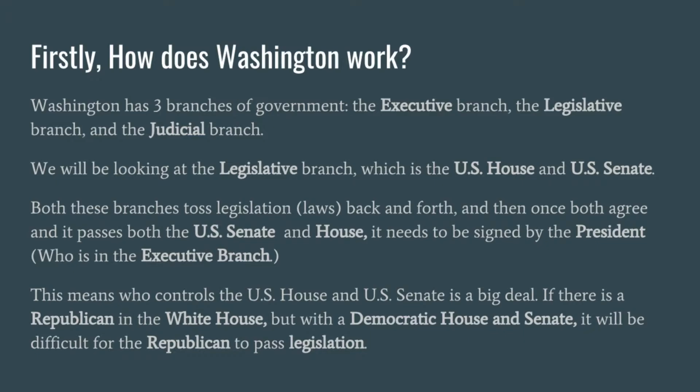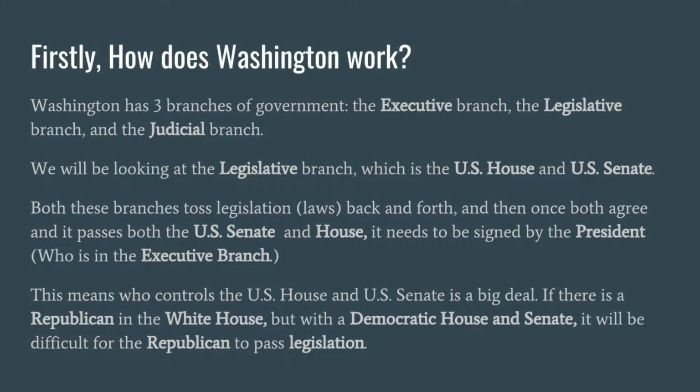So, firstly, you need to understand how Washington works. Washington basically has three branches of government: the executive branch, the legislative branch, and the judicial branch. And today we'll be looking at the legislative branch, and that contains the House and the Senate. Both of these try to find legislation, and it needs to pass both of them and then be signed by the president, who's in the executive branch.